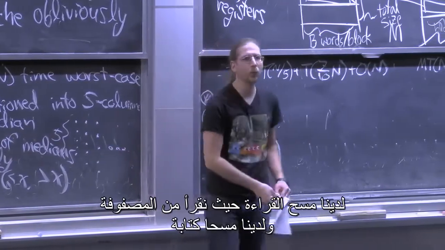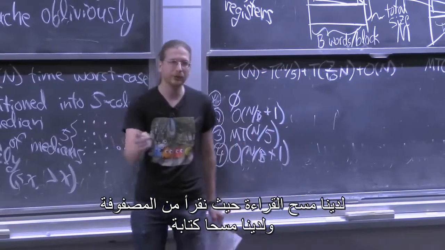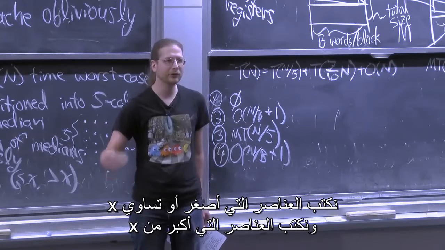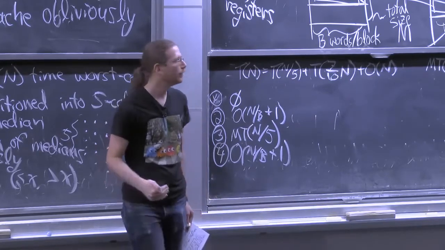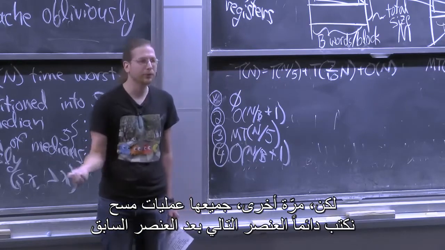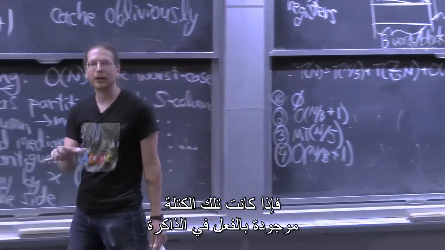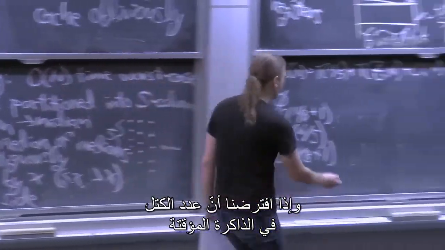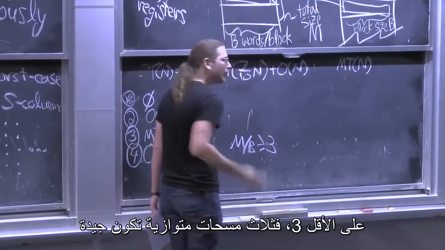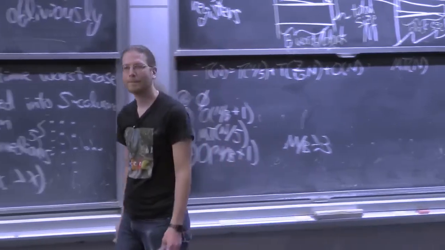I think 3. You've got one reading scan, which is you're reading through the array. And you've got two writing scans. You're writing out the elements less than or equal to x, and you're writing out the elements greater than x. But again, all of those are scans. You're always writing the next element right after the previous one. So if you already have that block in memory, and if you assume that the number of blocks in cache is at least 3, then 3 parallel scans is fine.